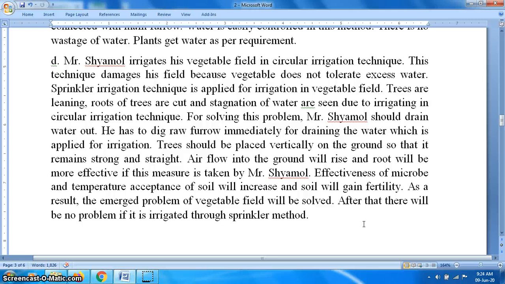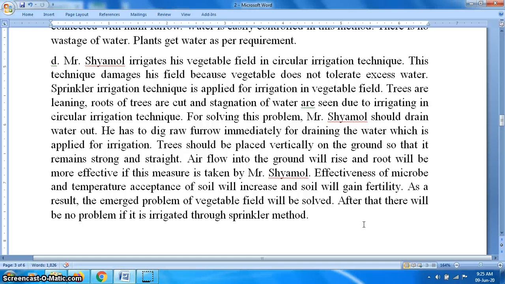Shamol should drain water out. He has to dig a furrow immediately for draining the water which is applied for irrigation. Trees should be placed vertically on the ground so that it remains strong and straight.